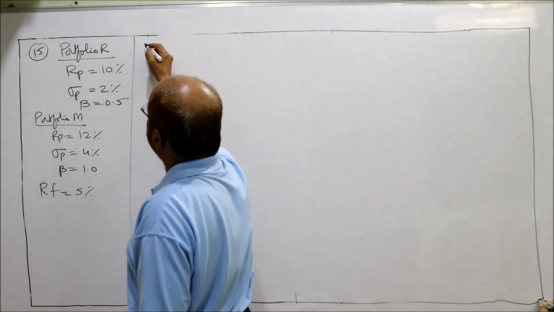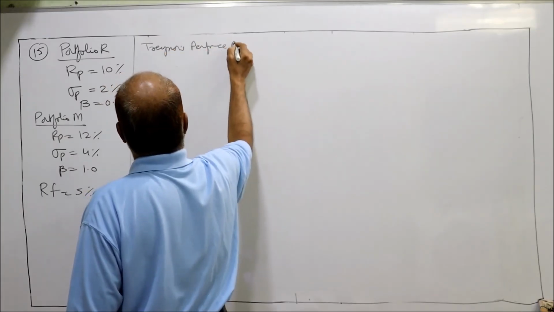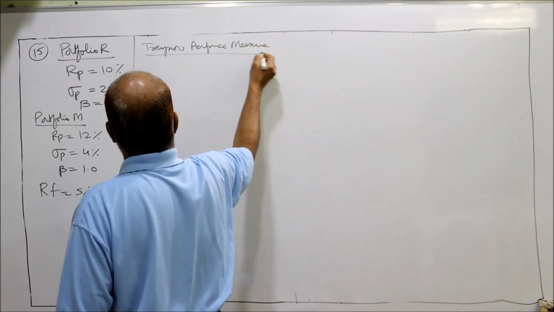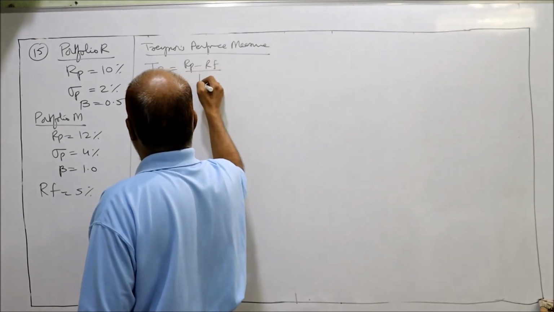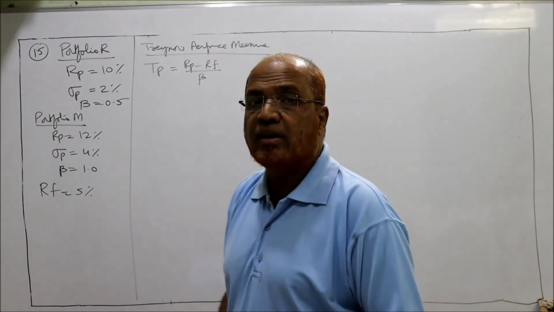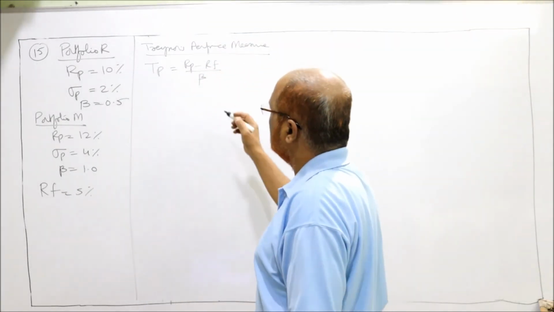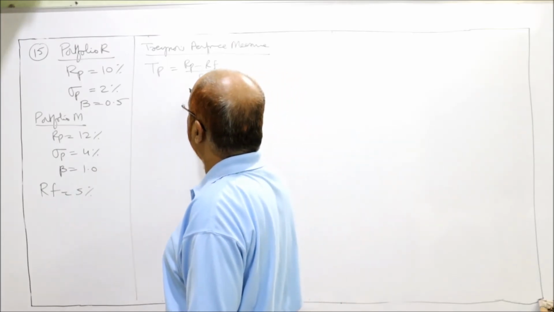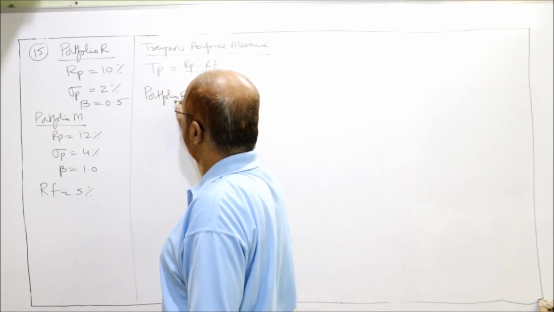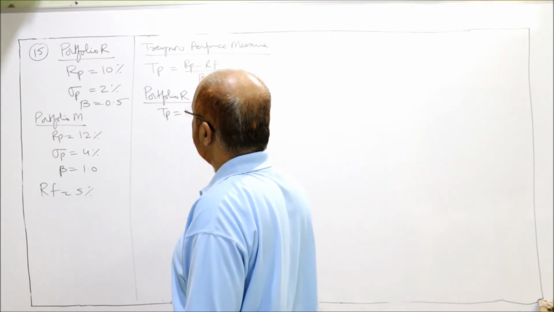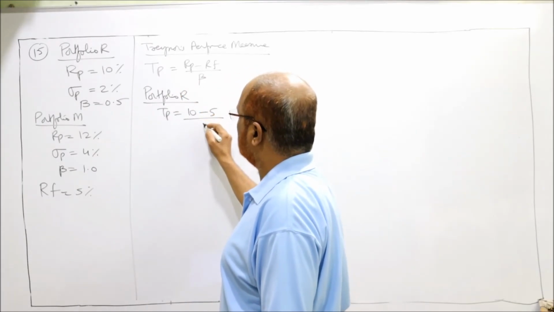Treynor's index. Treynor's performance measure TP is equal to RP minus RF divided by beta. We don't require standard deviation. Standard deviation is required for Sharpe, not for Treynor. So TP is equal to RP minus RF divided by beta. So first we'll take portfolio R. TP is equal to RP is 10%, risk-free rate is 5%, divided by beta is 0.5.